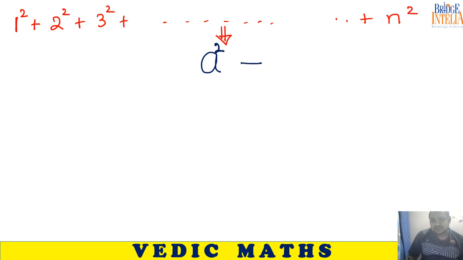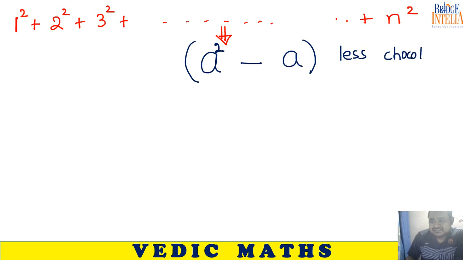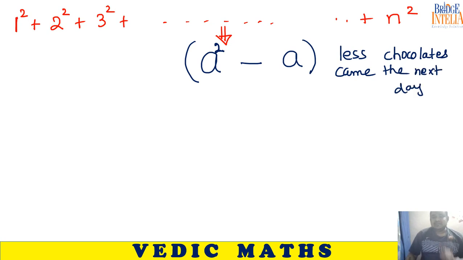But how many chocolates did he bring? He brought only A chocolates. So the teacher was thinking he will bring A square chocolates, but he brought only A chocolates. So how many chocolates less came the next day? The teacher did not know that a student was going to make a mistake, so A square minus A fewer chocolates came the next day.